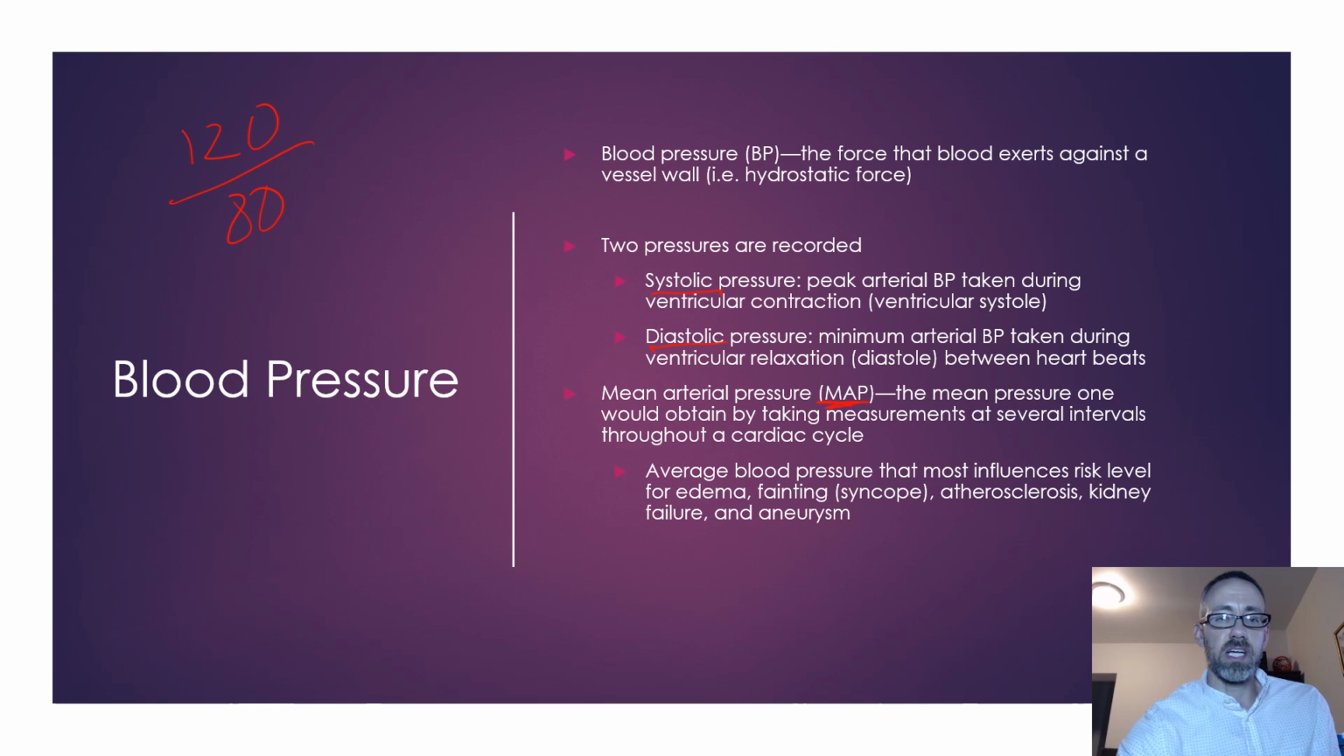To calculate a mean, if you were to take a look at 120 over 80 and tell me what the mean pressure is, well, you could say, all right, 120 plus 80 divided by 2 should come out to about 100, right? So the mean should be 100 millimeters of mercury. Now, that's not entirely accurate.